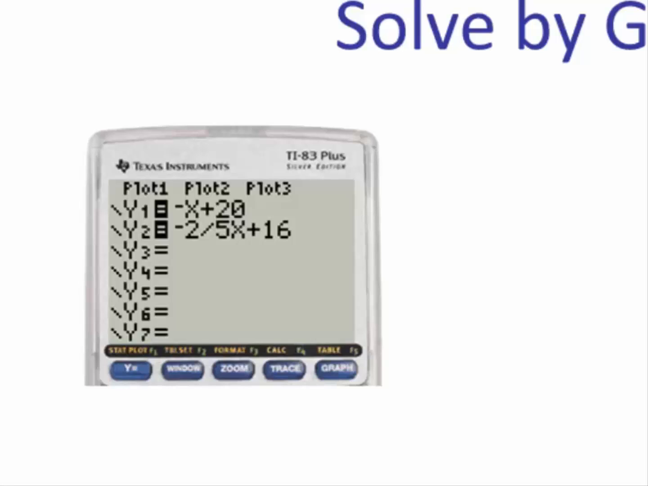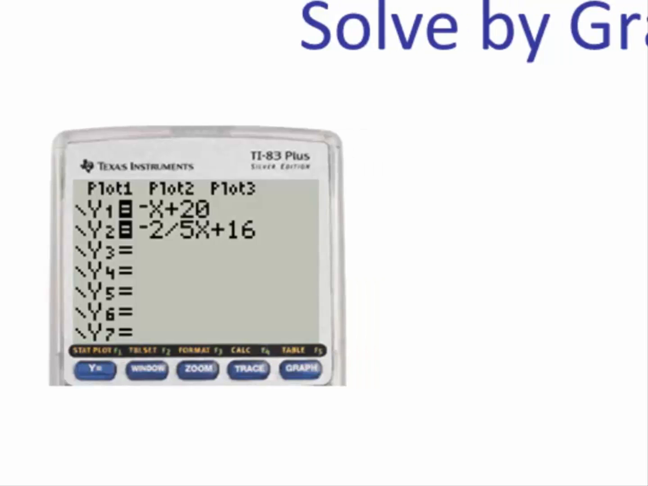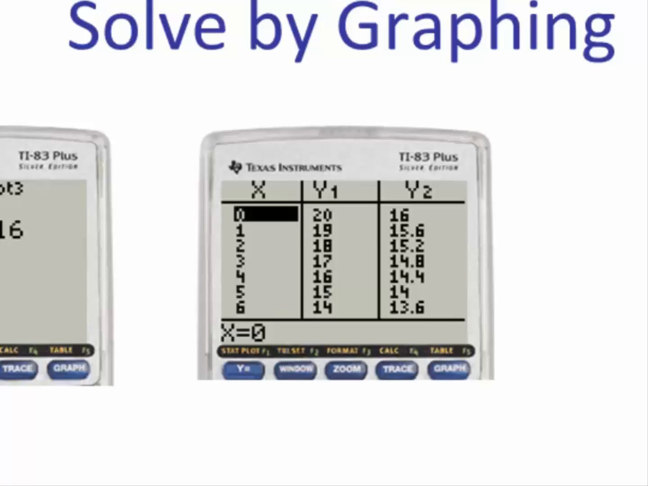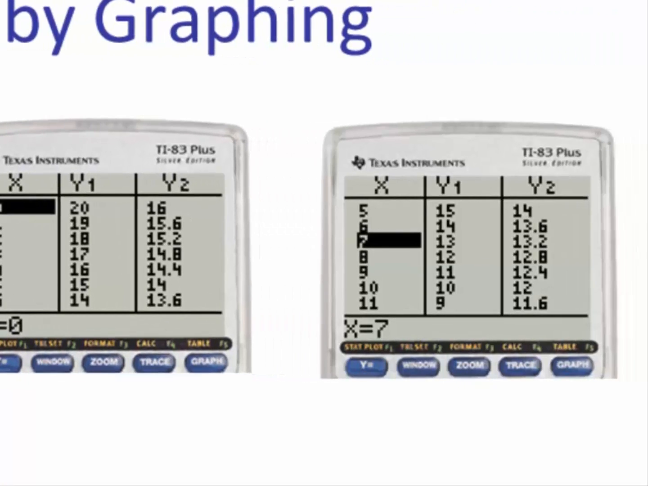To get an idea what window setting we need, I'm going to use the table feature. So I hit second and graph, which is table, and I'm looking for the x where y1 and y2 are the same. As we see, around 6 to 7, these values are very close. So the range for the x's needs to be centered around 6 or 7. As far as the y value, the y-intercept is 20, and it appears that they're intersecting around 13 something.